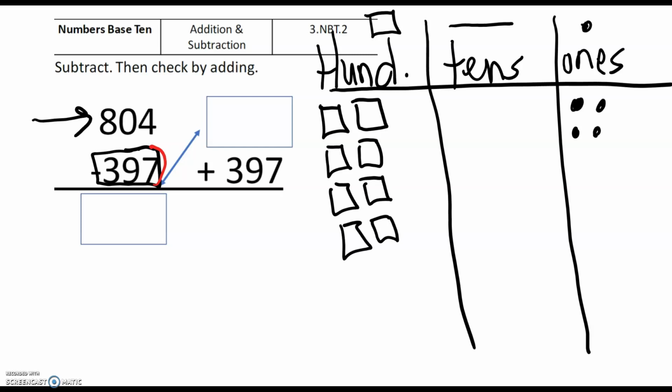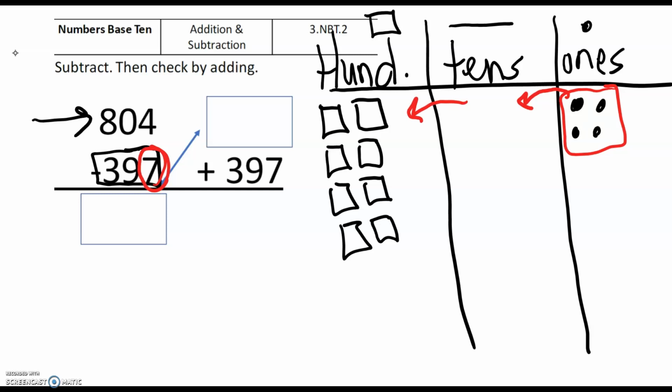Now I'm ready to subtract. I start in my ones place, and in my ones place I have a 7. That means I need to take 7 ones away. So looking at my picture, I have 4 ones, but I don't have 7 that I can take away because 4 isn't bigger than 7. So I need to go next door, and I can't take a 10 away. So I have to go across one more time. And in this case, I do have hundreds.